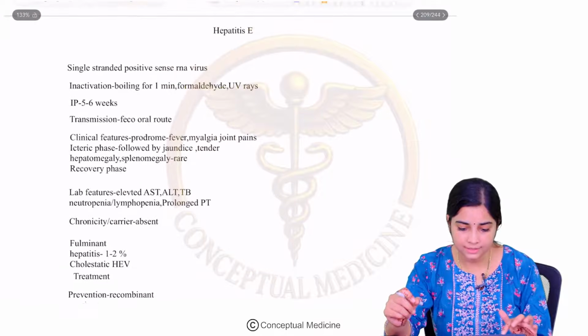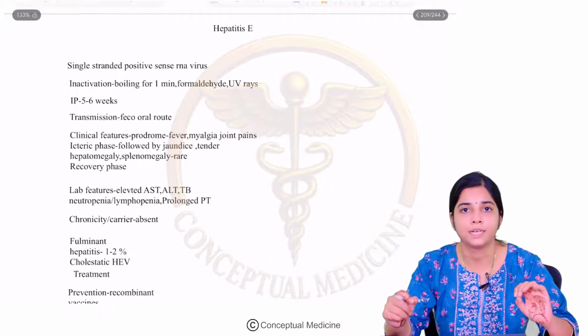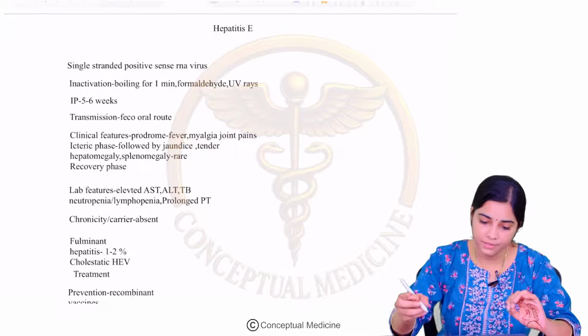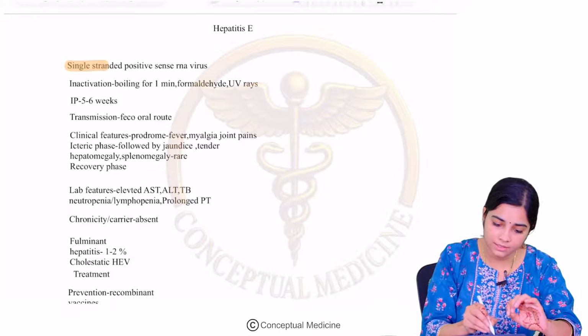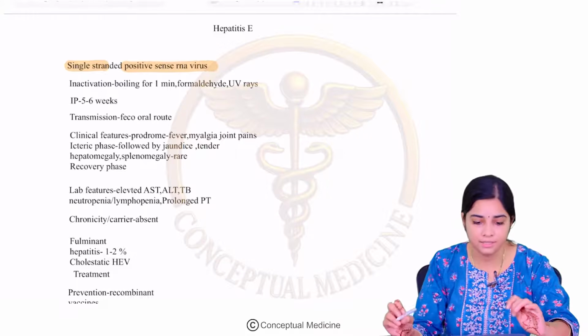Now let us look at the next virus, which is the hepatitis E virus. This is also a single-stranded positive sense RNA virus.